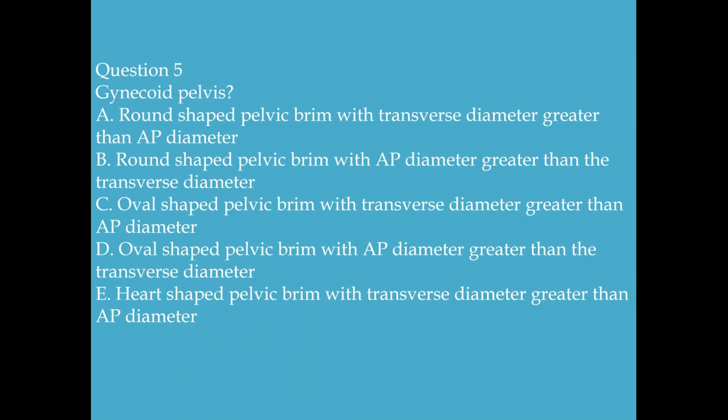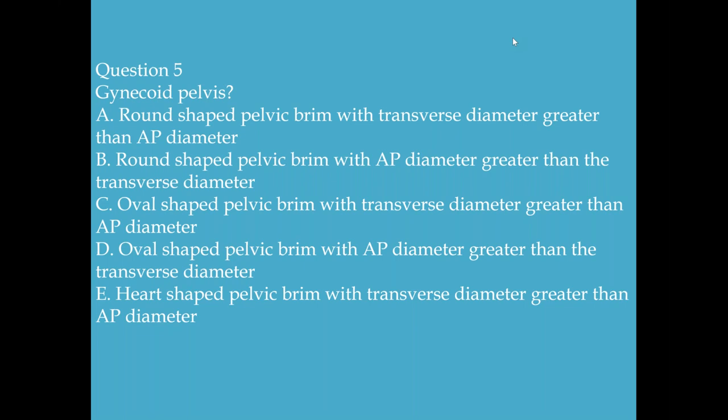Question 5. One question did not appear for me. Now it appears. Can I read this question? Yes, you can read it. Okay, gynecoid pelvis. A, round shaped pelvic brim with transverse diameter greater than anterior posterior diameter.